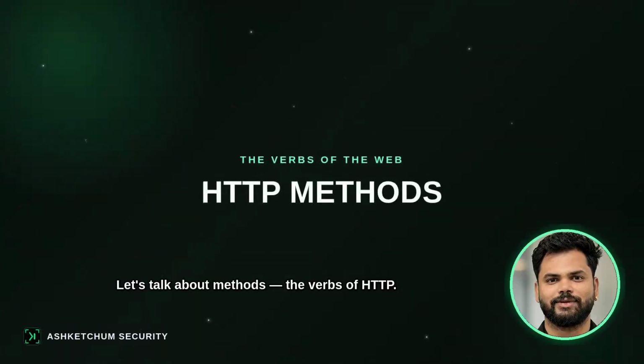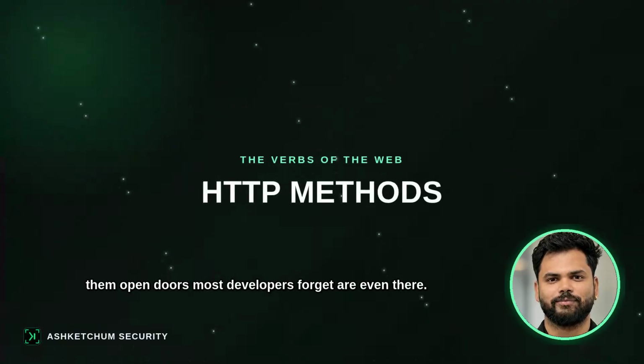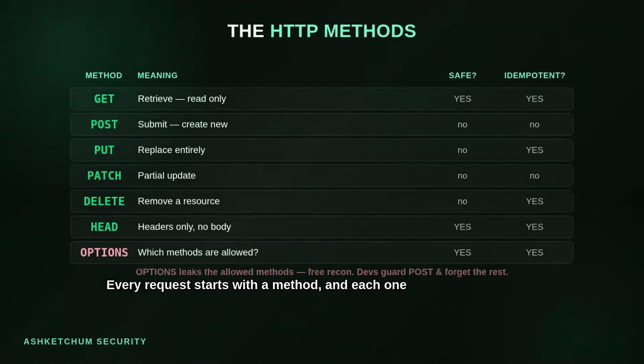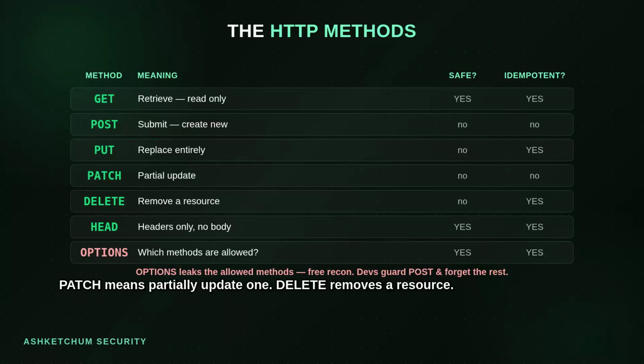Let's talk about methods, the verbs of HTTP. There are more than you think, and some of them open doors most developers forget are even there. Every request starts with a method, and each one is a different intention. GET means retrieve something. It should only read data, never change it. POST means submit data, create something new, like a comment or an account. PUT means replace a resource entirely. PATCH means partially update one.